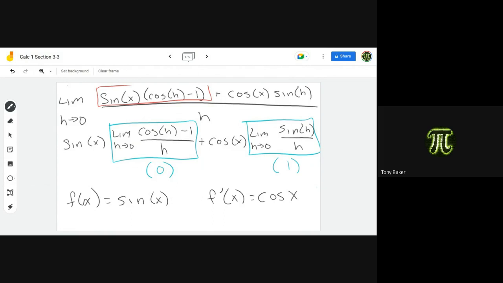Will it change if there are different numbers? What do you mean different numbers? If you put a 3 in front of the x or like a 2 in front of the sine? No, because if you pull out a constant, you can pull it right at the beginning. So then that won't change anything. We're going to do some of those problems in a minute with other numbers.